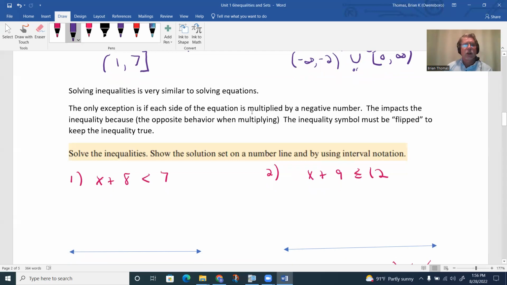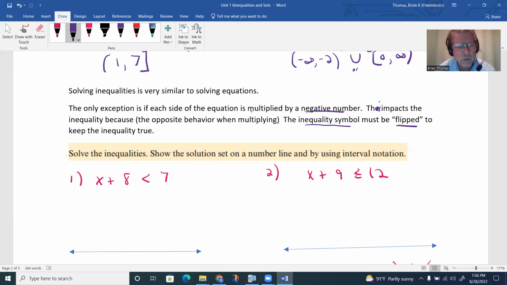So solving inequalities is where we're going to go next. They're going to be very similar to solving equations. There's only one exception. If each side of the inequality is multiplied by a negative number, this actually impacts the inequality. Because you remember when you multiply by a negative, there's this concept of opposite behavior. So to keep the statement true, the inequality symbol must be flipped.